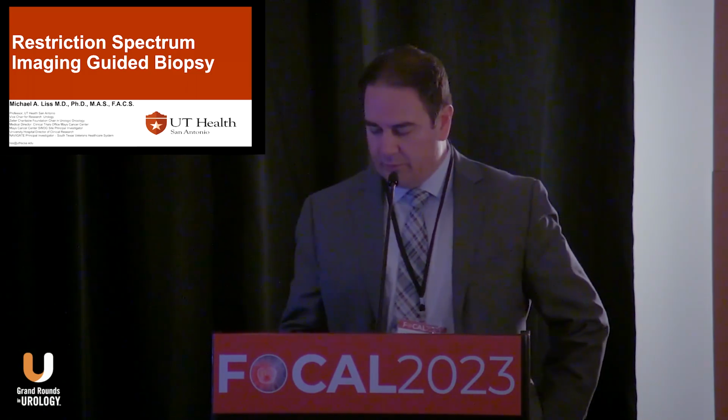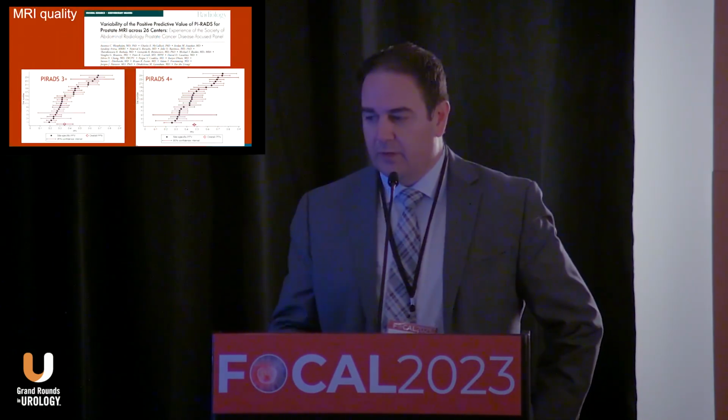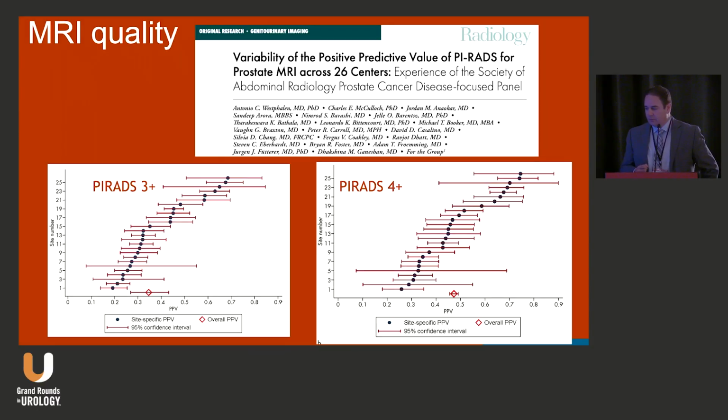So I think we're going to answer some of the questions, or at least provide some opportunities. We're all struggling with the same stuff with MRI sequencing, so I think this might help. Dr. Turpe already showed this slide with PIRADS 3. These are the positive predictive values, right? They're all over the map. So how do we address this MRI quality issue?